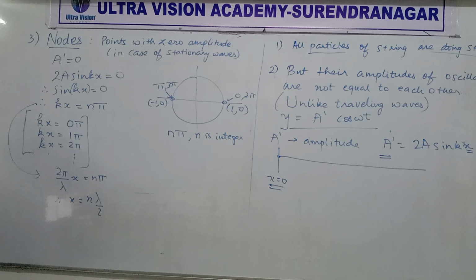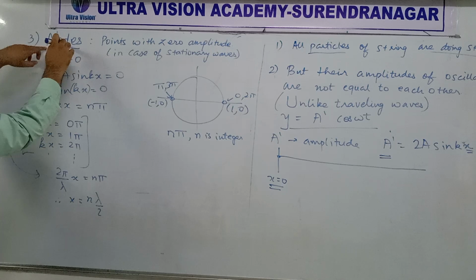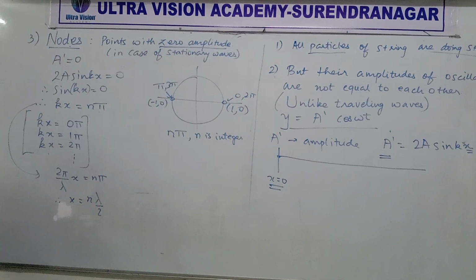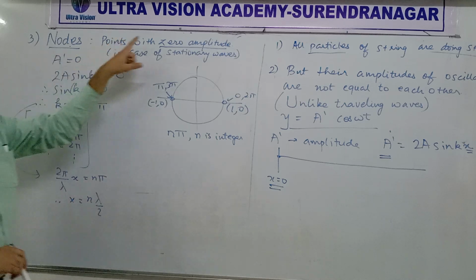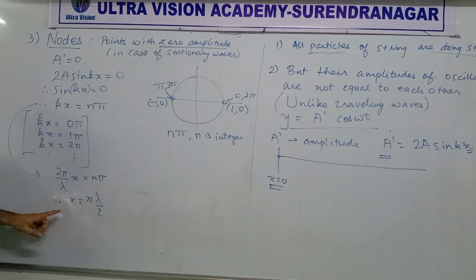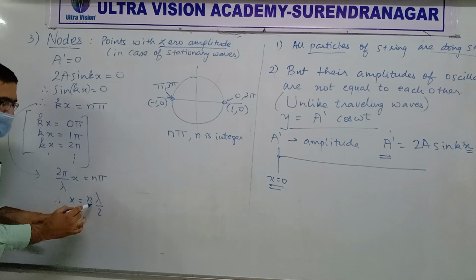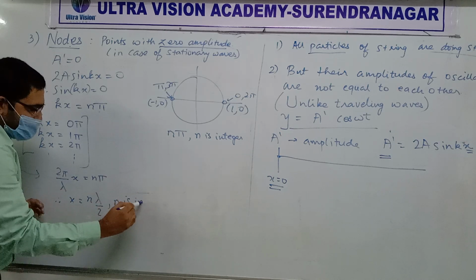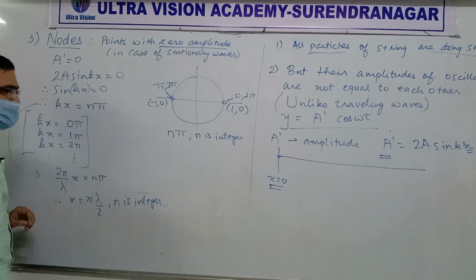So we are saying, listen to this carefully, that nodes are those points with 0 amplitude. And where are the nodes? If x is equal to n lambda by 2, again n is an integer. This is where the nodes are going to be.